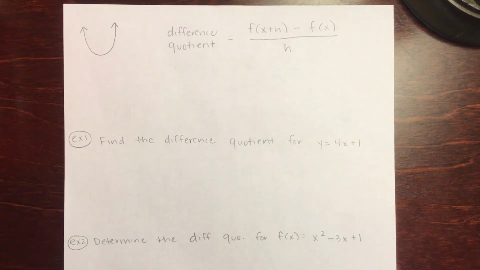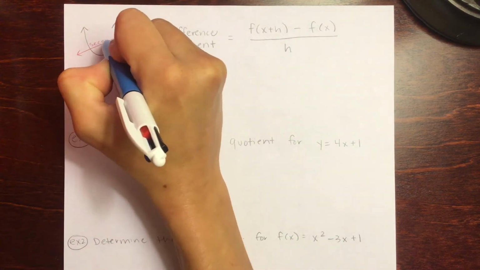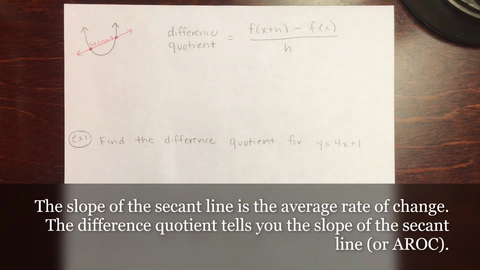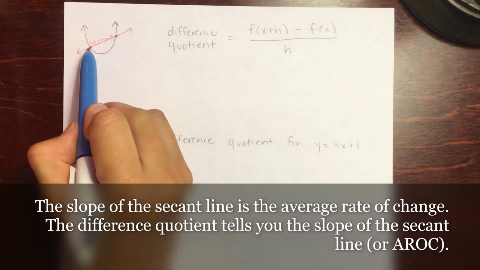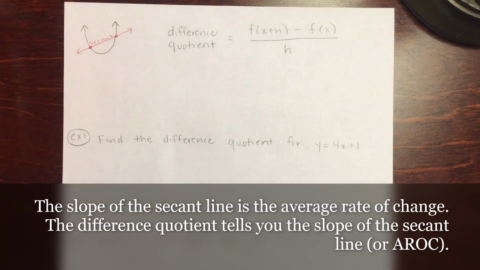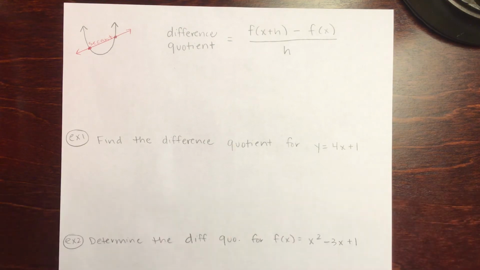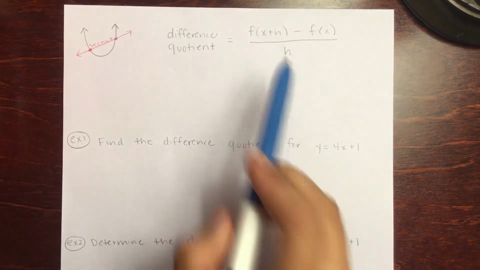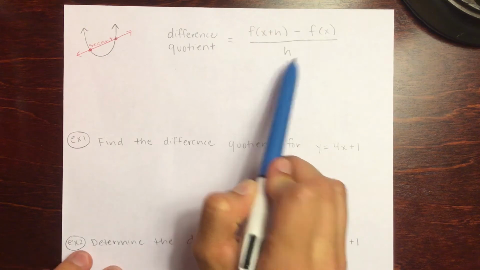A secant line is the line drawn between 2 points on a graph. The slope of the secant line tells you the average rate of change from one x value to the other. The difference quotient is a formula to find the slope of the secant line. The difference quotient tells you the average rate of change between 2 points. The difference quotient is f of x plus h minus f of x all over h.